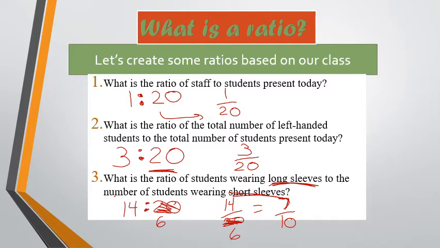Okay, now you'll notice that I did simplify to 7 over 10. This would actually simplify to 7 over 3, because we would take a 2 out of both. So we could have written this as 7 to 3 like that, long sleeve to short sleeve. So anyway, pardon my math mistake.